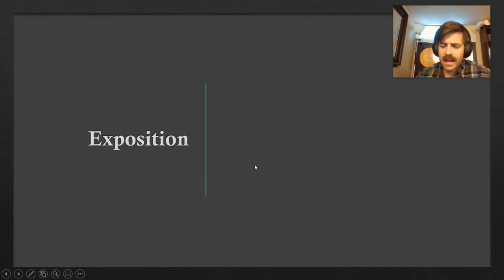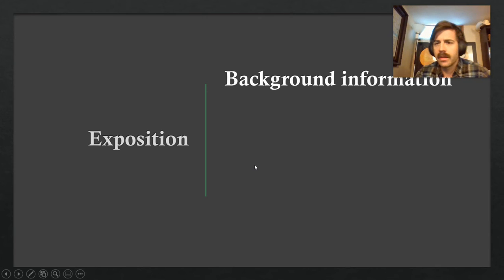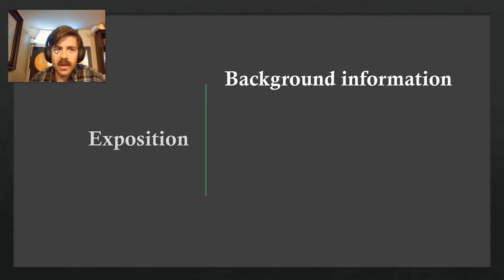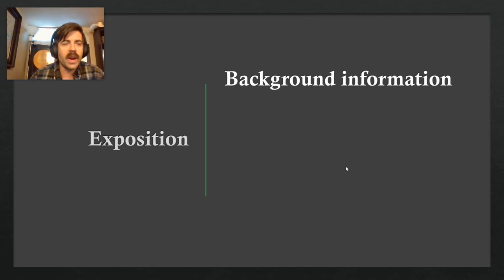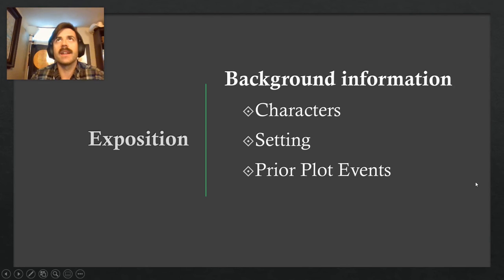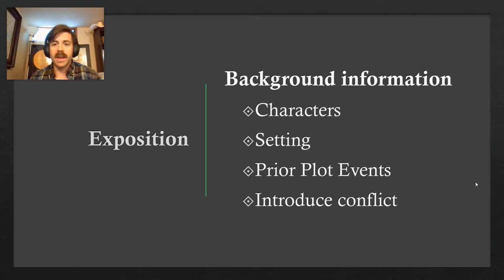So the basic elements of an exposition are broken down into just background information. What do the readers really need to know? This boils down to: who are the characters? What's the setting? What has happened recently in the past? And what conflict is this building towards?